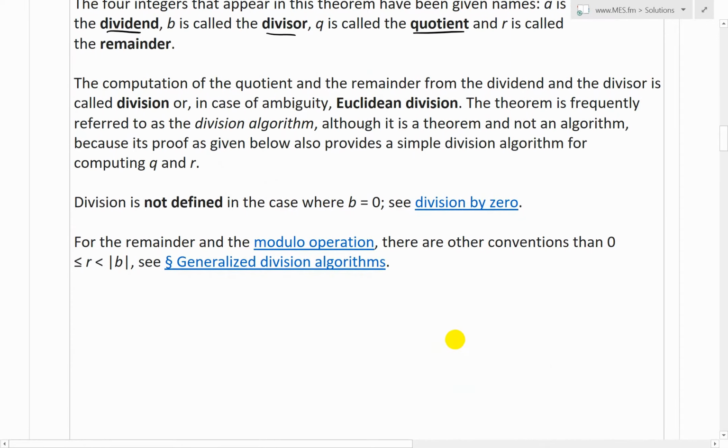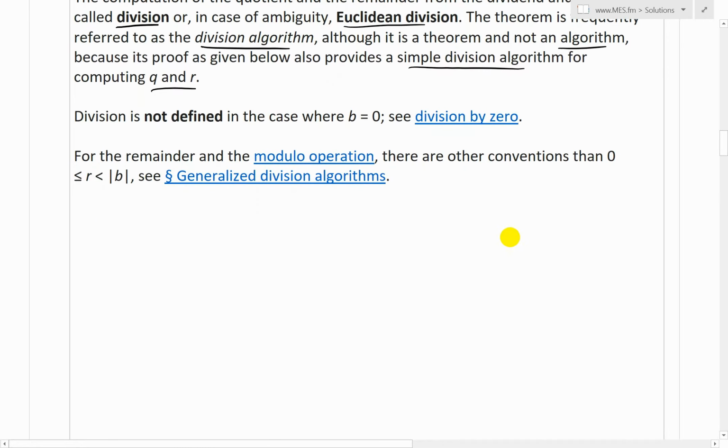So going further, the computation of the quotient and the remainder from the dividend and the divisor is called division, or in case of ambiguity, Euclidean division. And the theorem is frequently referred to as a division algorithm, although it is a theorem and not an algorithm, because its proof, as given below, also provides a simple division algorithm for computing q and r. So the proof is in the algorithm.